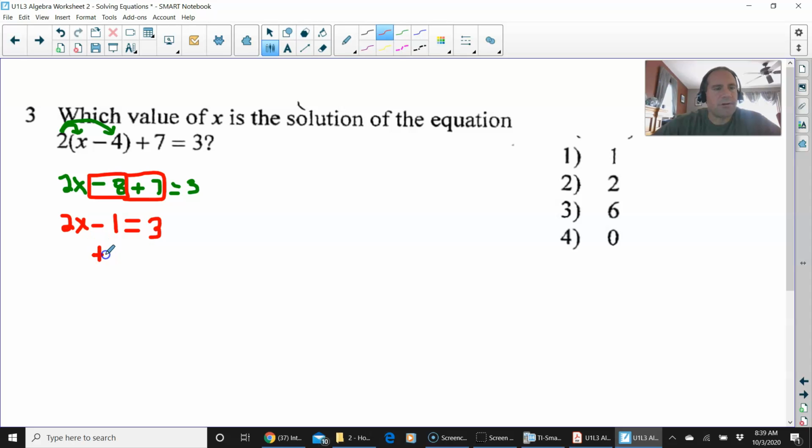Now the opposite of minus 1 is plus 1, and I am going to go 2x, this cancels, equals 4. And as soon as that happens, that's a one-step equation. You divide by the coefficient, which is next to the variable, and x equals 8. Sorry, 2. Just joking.